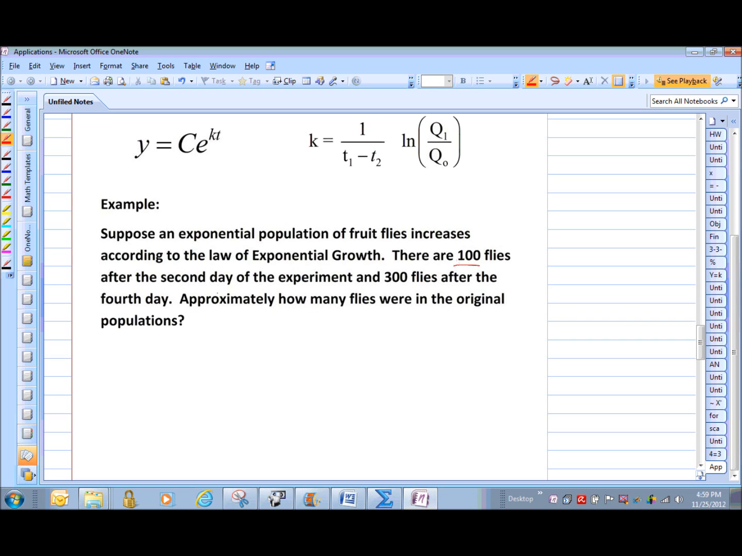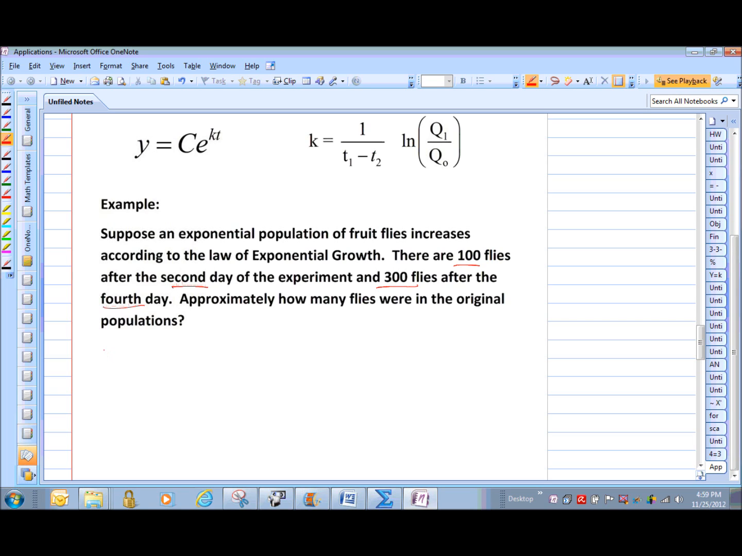100 flies after the second day of the experiment and 300 flies after the fourth day of the experiment. We want to approximate how many flies were in the original population. Okay, we're going to use this same little piece of information. Let's set up what we know.